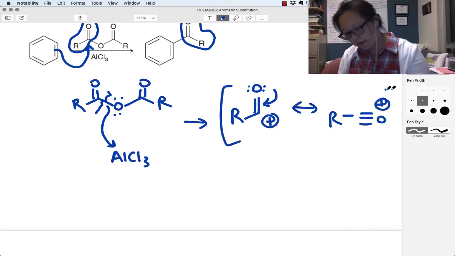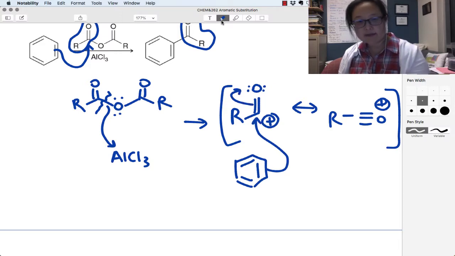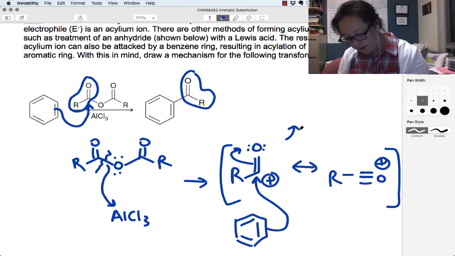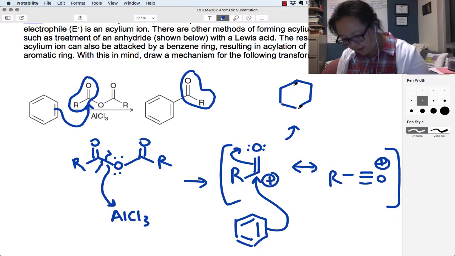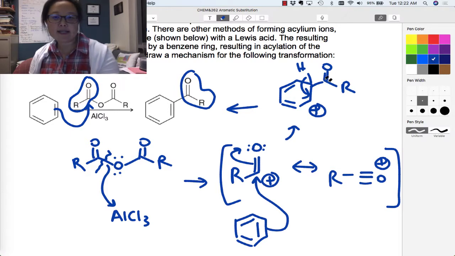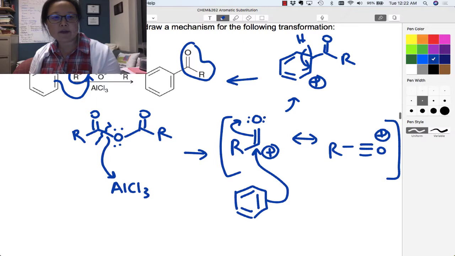Okay, so there's my resonance stabilized acylium ion, and then I have my benzene that can come in and attack that positive charge. Okay, so that's how I get this final product here eventually. So first I'll show the sigma complex. So this is on there, but I've got an H and I've got a positive. Okay, regenerate the aromaticity, and there I am. Okay, so all I did was I just had to figure out a way to make it positive here so that the benzene could attack there.